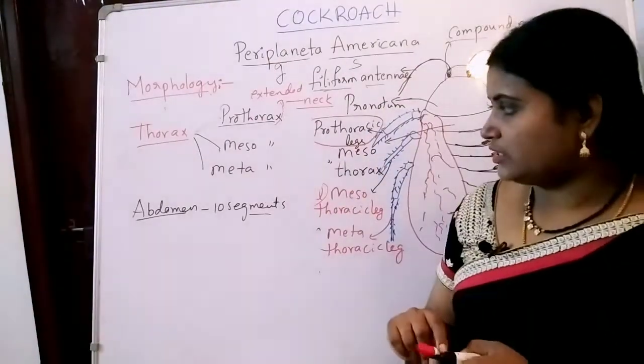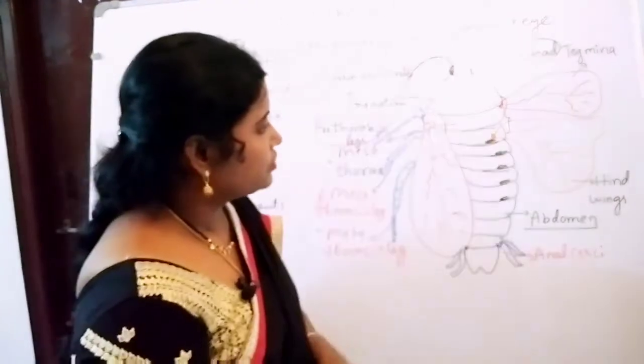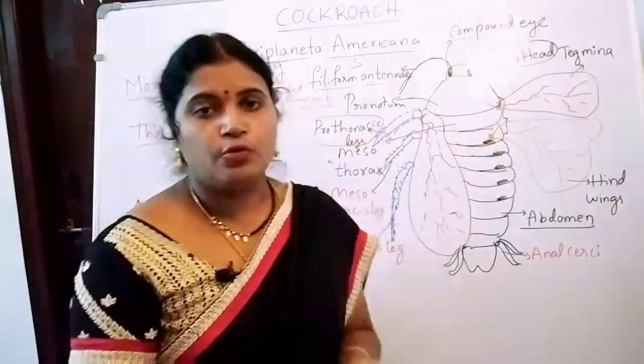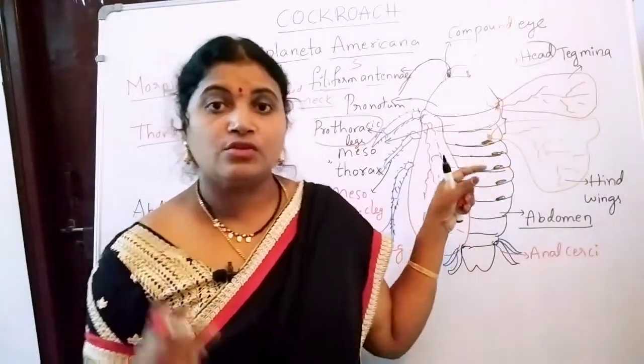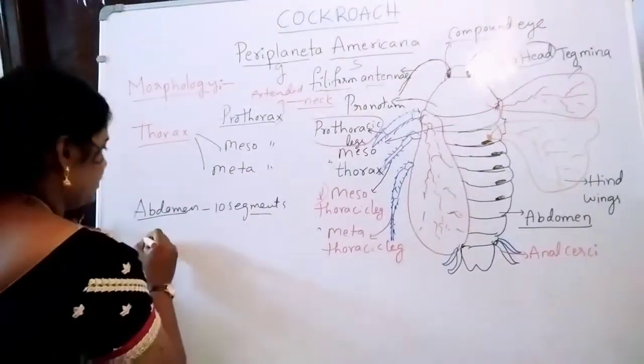Next we are going to see the wings. Okay, so wings, see here this portion, the forewings and hind wings. So two pairs of wings are present. These two pairs of wings are located in the thorax portion.